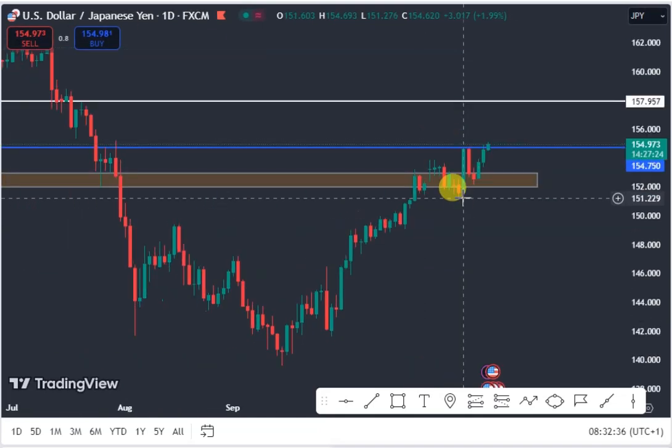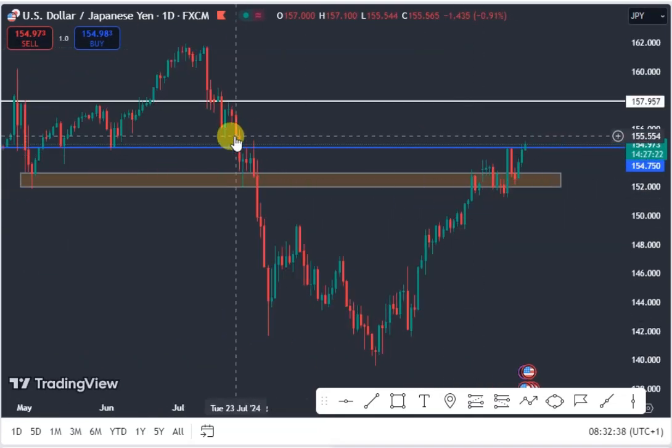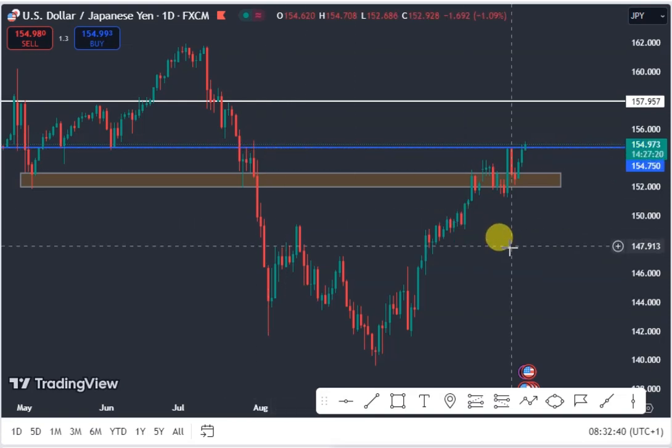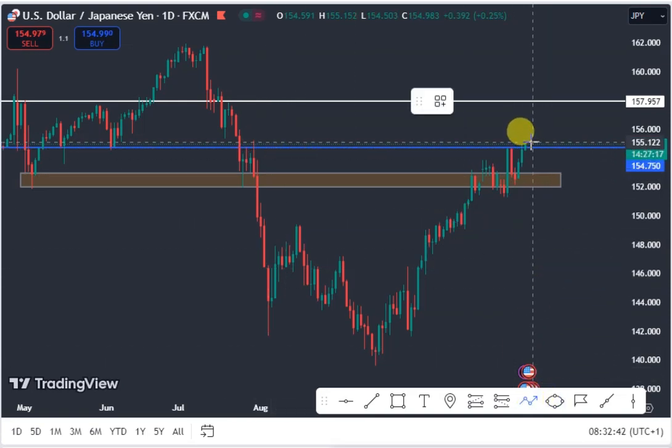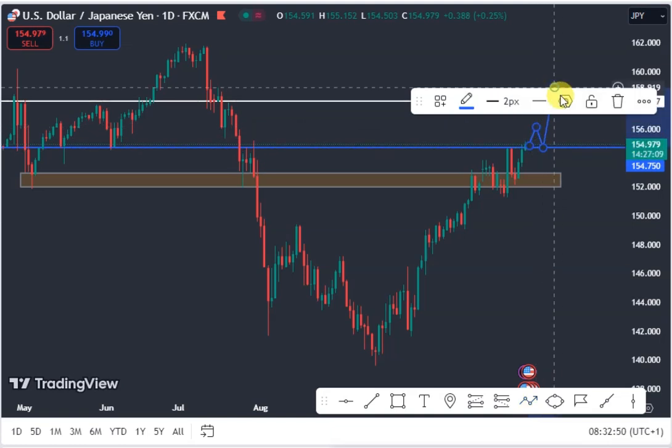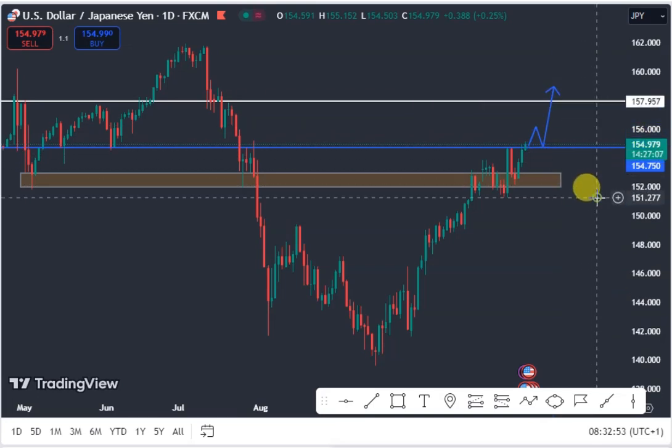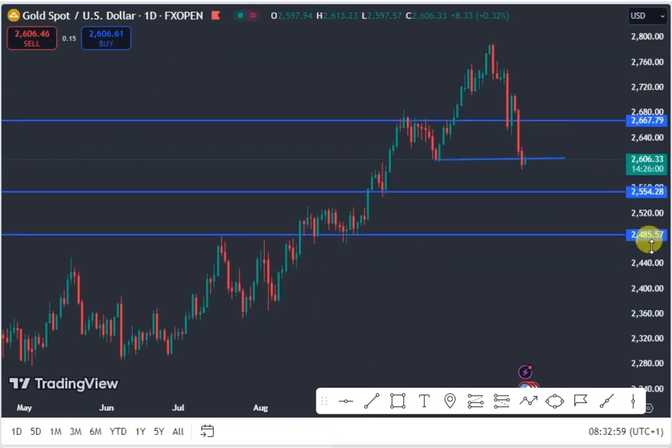So what we expect for this pair now, because we have this area as our resistance, we'll be expecting price to break above this region. Then we'll look out for a retest of this level for us to buy to the topside. So we expect the USDJPY to continue its buy movement for the week. So let's look at our next pair, which is GOLD USD.